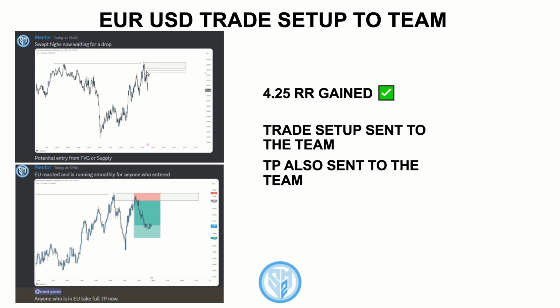You guys can see on the left hand side over here that I notified the team that I was looking for an entry on Euro USD after I saw these highs being swept, and yeah, price reacted and ran smoothly, and I told everyone to take full take profits at 4.25 RRs. Obviously the trade did run all the way to sort of 6 RRs, but we got an overall take profit of 4.25 RRs.